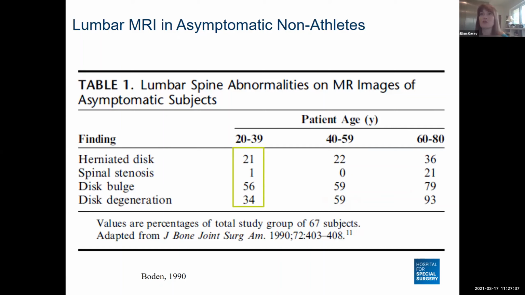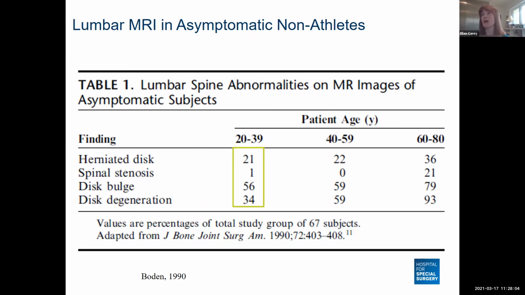And basically this breaks patients up by the 20 to 39 group, 40 to 59, et cetera. And you can see that again, these are people with no back pain. You've got 21% of the people in their 20s to 40s with disc herniations. Disc bulges more than half, and 34% with disc degeneration, which is probably not a great term, but that's what we're stuck with at this point.